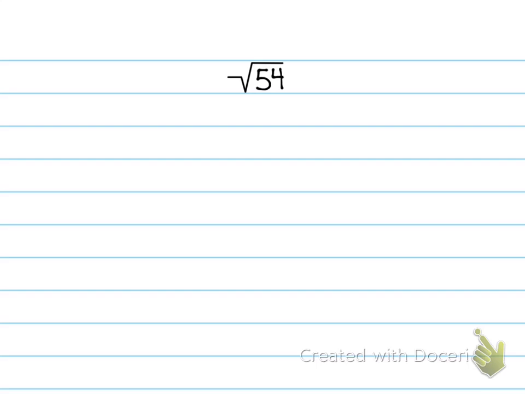Okay, square root of 54. How do I get 54? Well, there's a couple of different ways. The way that I'm going to choose is 9 times 6 will give me 54. So I'm going to break this square root up into the square root of 9 times the square root of 6. And I know that the square root of 9 is 3. And then I've got the square root of 6 here.